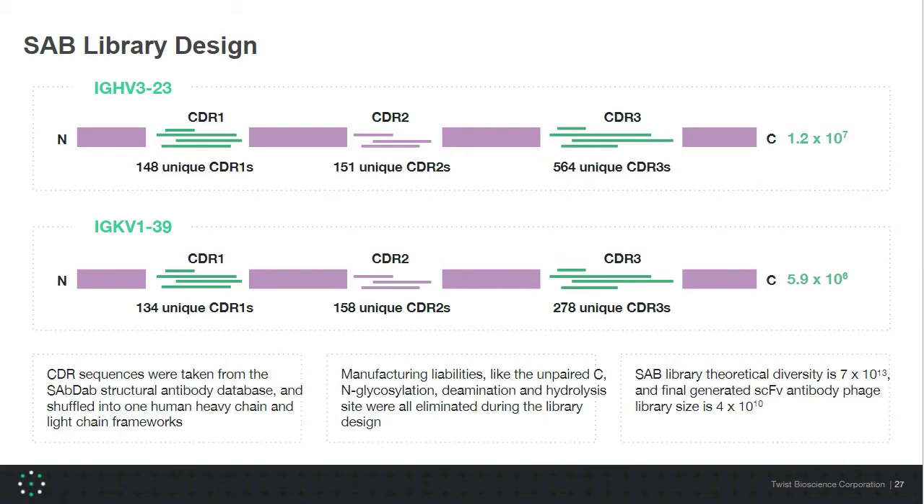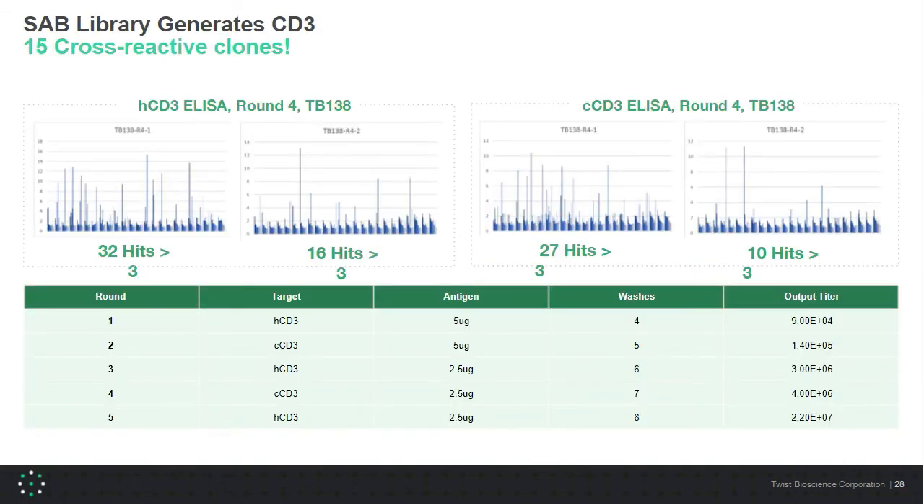And shown here are some examples of how, when we panned and screened against CD3, we're able to find a number of antibodies that had human cyno cross-reactivity, again showing the power of this library. As you may know, finding antibodies that have human cyno cross-reactivity is actually a very difficult thing to do.